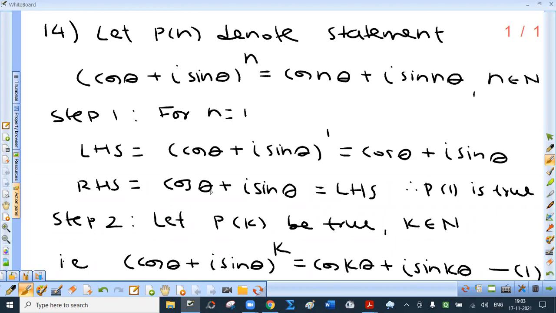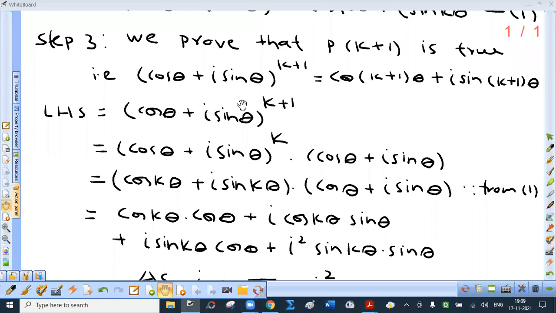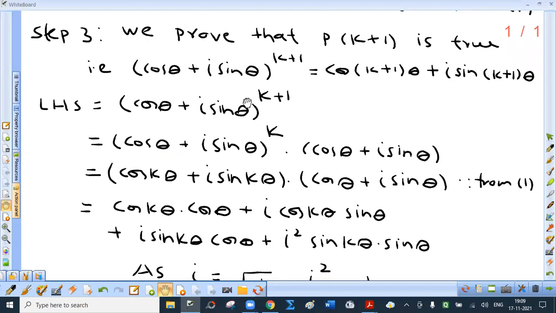That is, we assume (cos theta plus i sin theta) raised to k equal to cos k theta plus i sin k theta. Number one, because we have to make use of this. Now third step, we prove that P of k plus 1 is true. That is to prove (cos theta plus i sin theta) raised to k plus 1 is cos of (k plus 1) into theta plus i sin of (k plus 1) into theta.